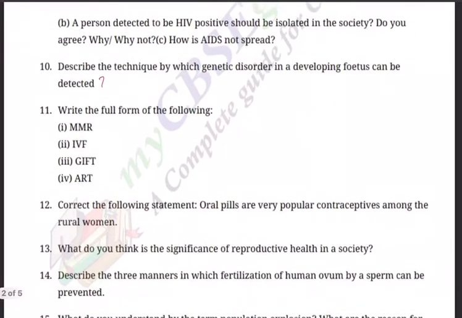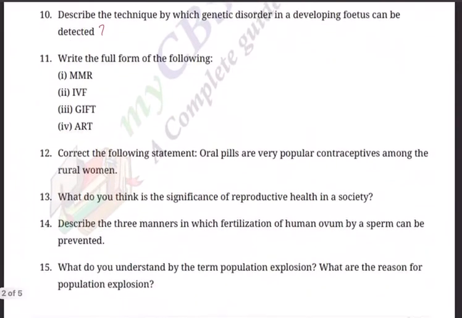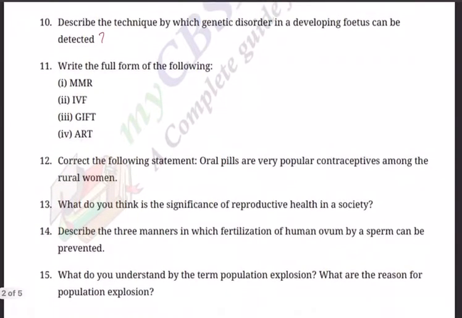I think all of you know it. Let's see. Question number 12. Correct the following statement. Oral pills are very popular contraceptives among the rural women. Question number 13. What do you think is the significance of reproductive health in a society?